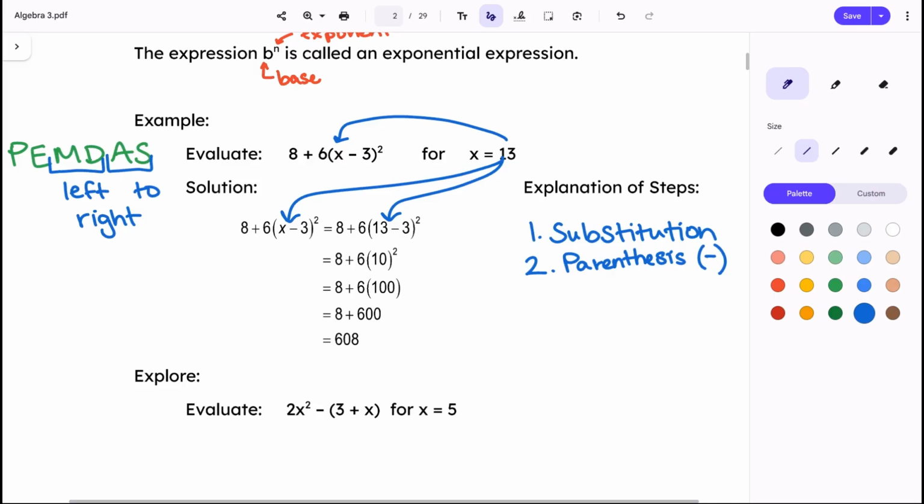Okay, then what do they do? They square 10. So that would be our exponent. Then what happened? Multiply. And then, good, addition.